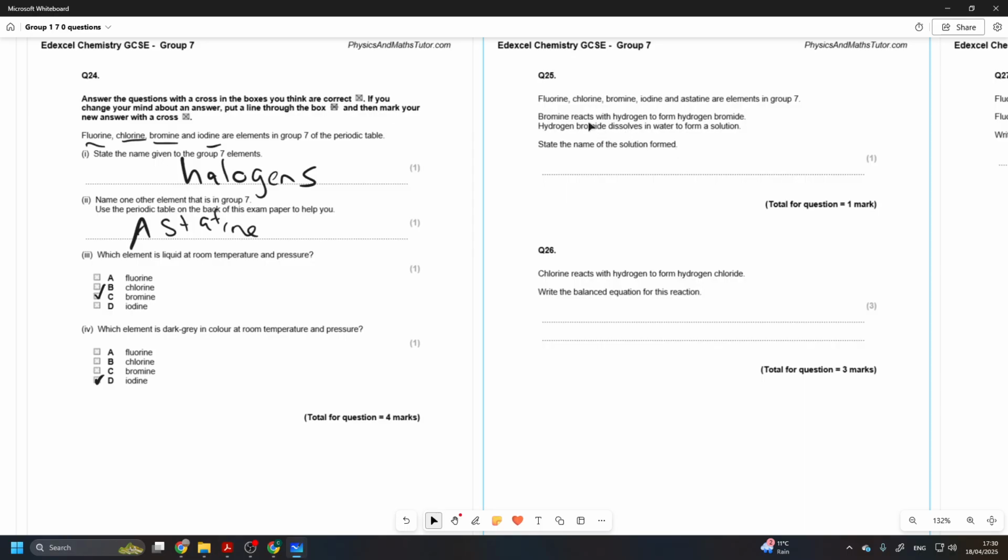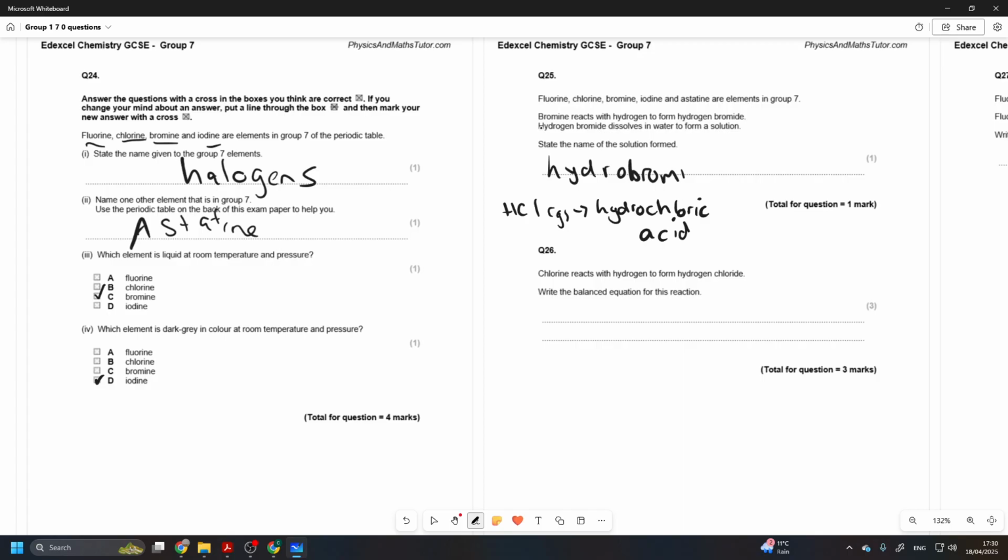Right, it now says bromine reacts with hydrogen to form hydrogen bromide. Hydrogen bromide dissolves in water to form a solution. Give the name of the solution formed. Now, you may or may not know this, okay? You will remember that when HCl gas dissolves in water, it forms hydrochloric acid. Now, this does the same thing. It's going to be hydrobromic acid. Job done.